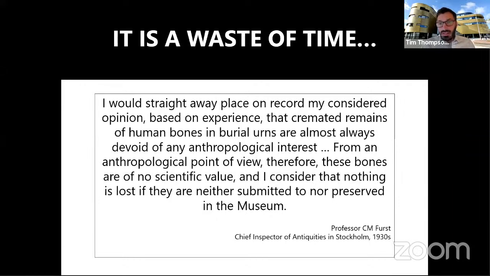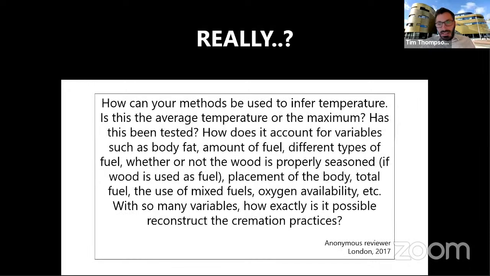And even though this is a very old perspective and a really old view on the subject, just a couple of years ago, I had a similar sort of view given to me in one of the grant applications that I sent through. And this was the feedback that we had from our application.